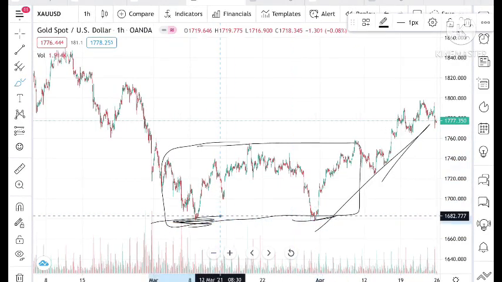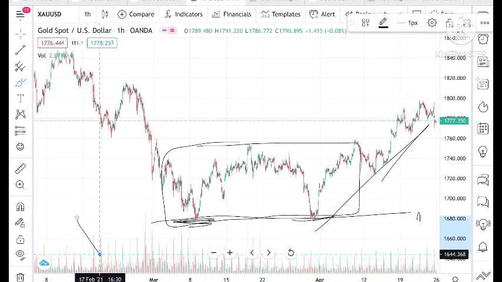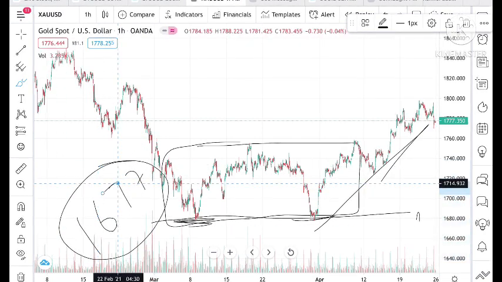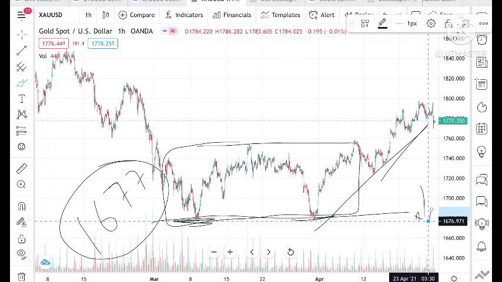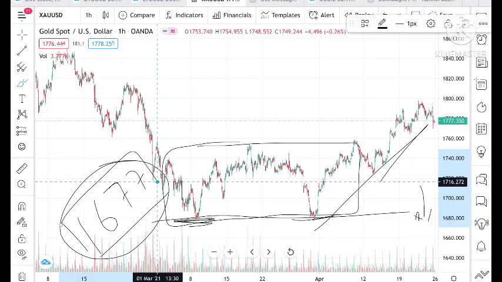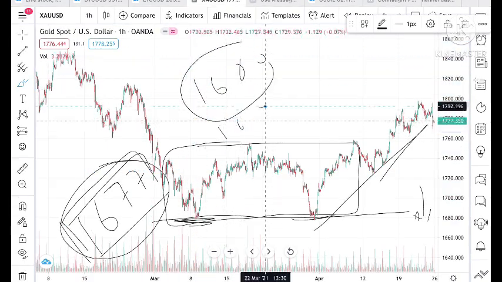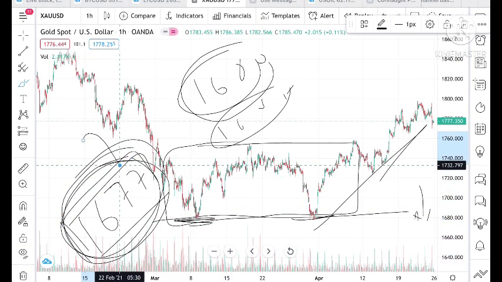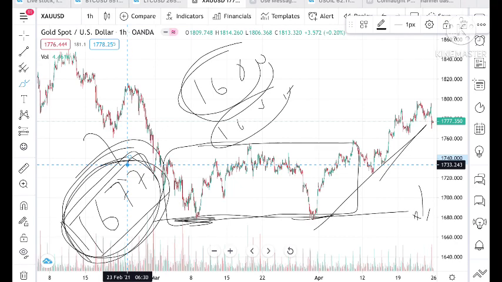See, the level 1677 is a strong support. Once this level breaks downside, we can see that there is a probability it can go further low. So if it comes to the level of 1685 or around 1680, then we can see it can go further low. Okay, and if this trend line is also broken downside, then there is a probability.